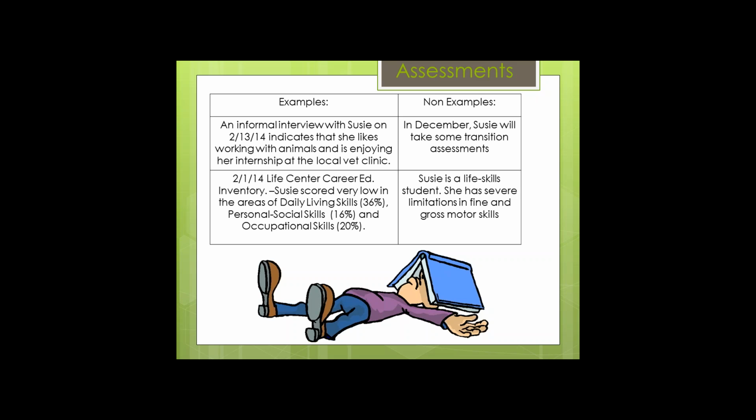And also, don't forget to give us that little summary. So if you did, like in this example, the Life Center Career Educational Inventory, then there's a brief summary: Susie scored very low in the areas of daily living skills, personal social skills, and occupational skills. That starts to frame the rest of the plan, and that should help you and your team as you're building this transition plan.